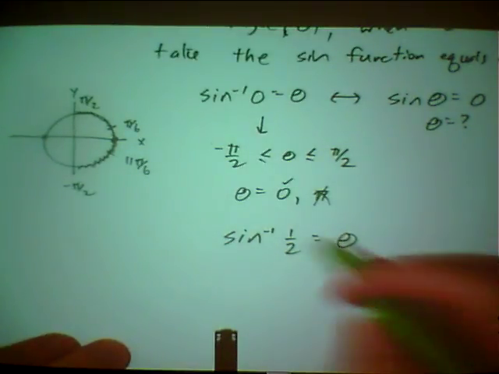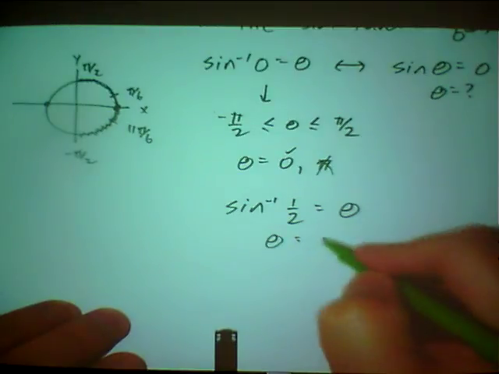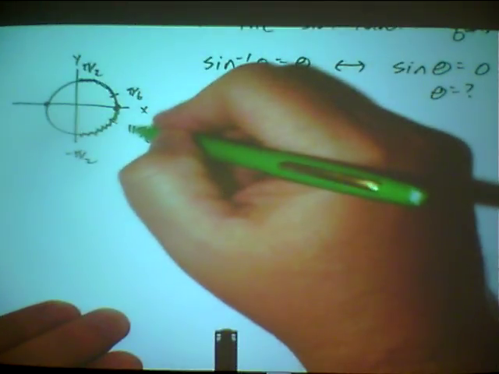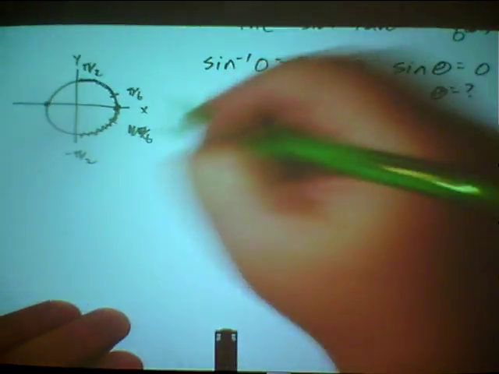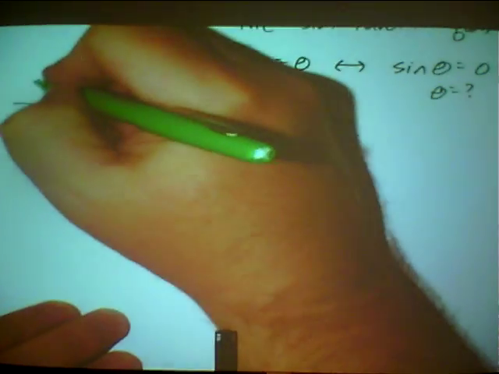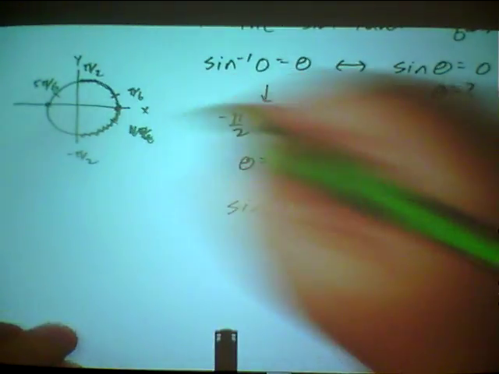Well, if I tried to give that as my answer, oh, that's not correct. The sign is negative here. Instead, the other answer is 5 pi over 6. Hopefully some of you caught that when I was saying this.